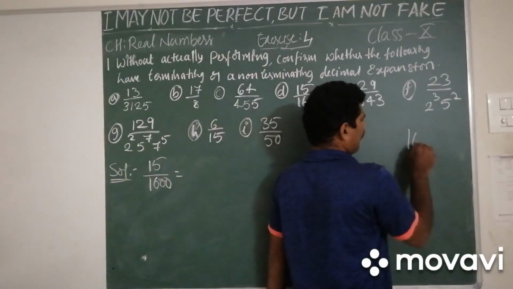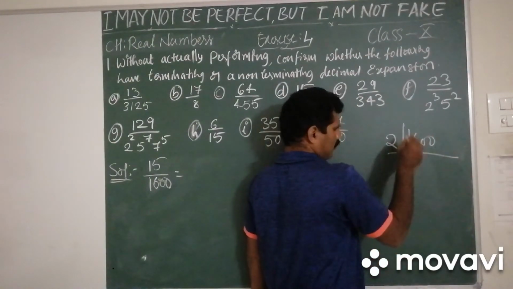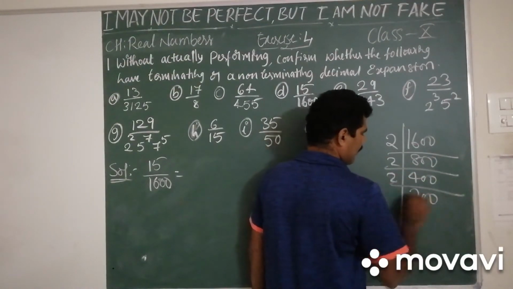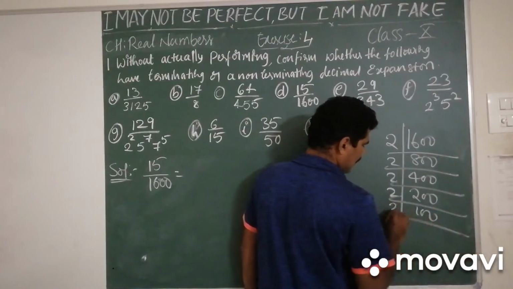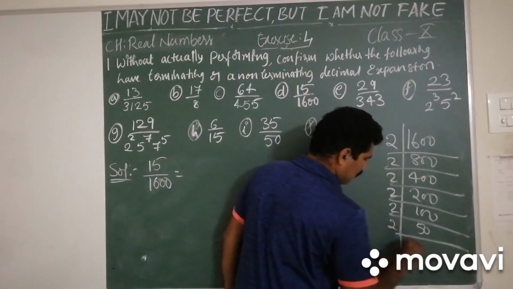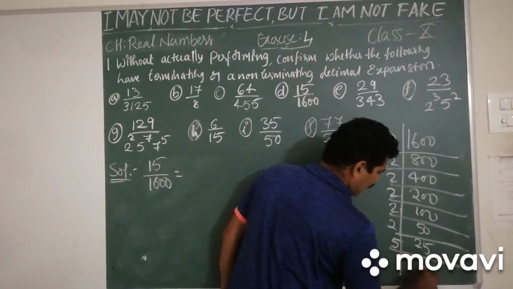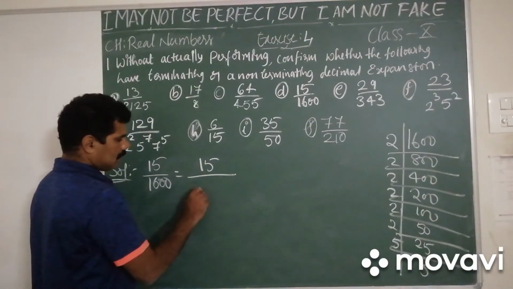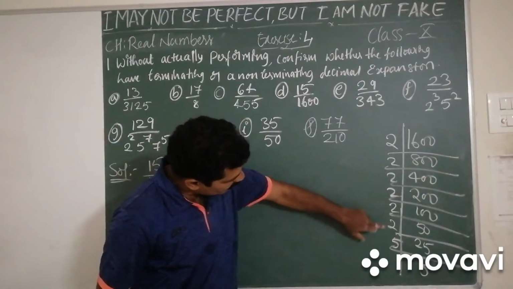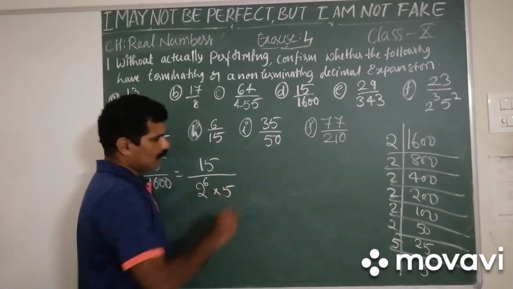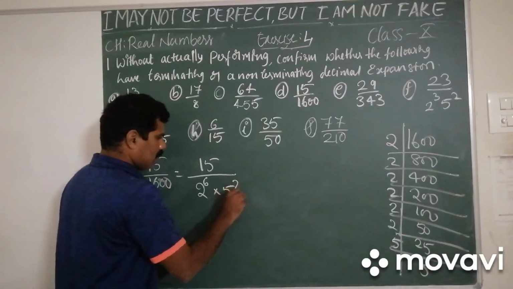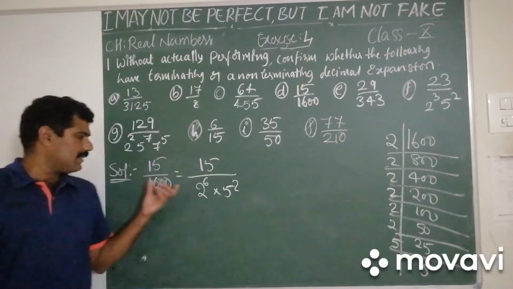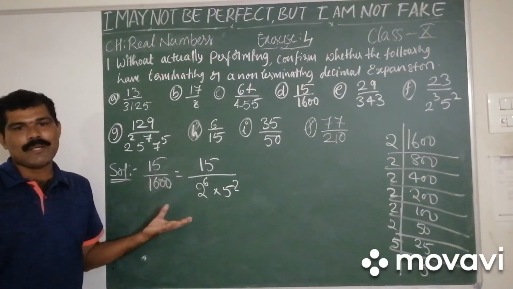So 1600 can be written as 2 times 800, 2 times 400, 2 times 200, 2 times 100, 2 times 50, 2 times 25, 5 times 5. So this can be written as 2 to the power of 6 into 5 to the power of 2. Now see, the denominator is in the form of 2 to the power of n into 5 to the power of m. So this rational number gives you a terminating decimal.